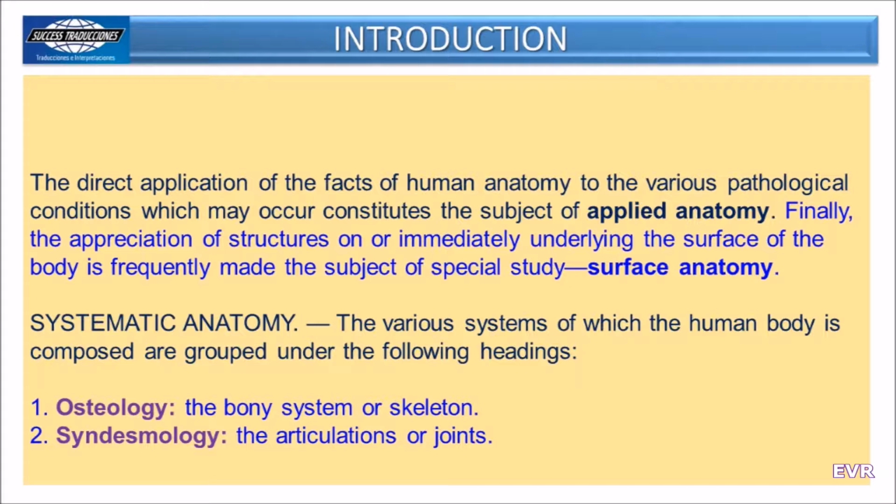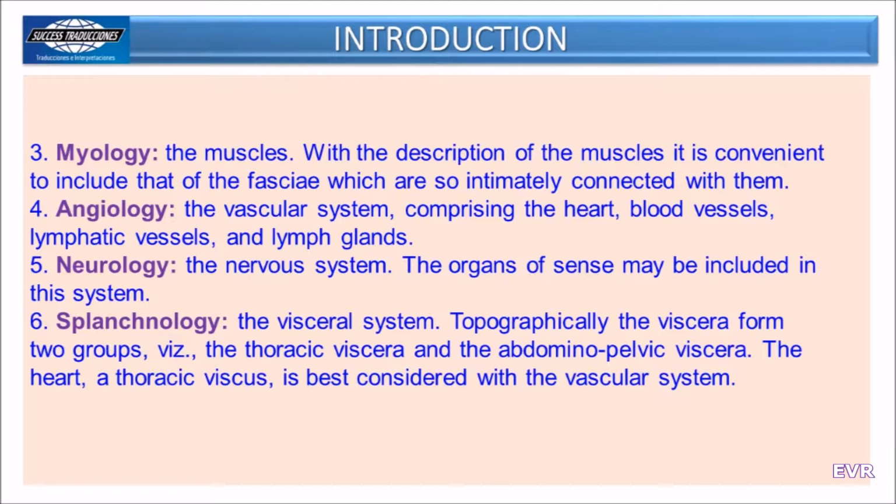Systematic anatomy. The various systems of which the human body is composed are grouped under the following headings. Osteology, the bony system or skeleton. Syndesmology, the articulations or joints. Myology, the muscles. With the description of the muscles, it is convenient to include that of the fascia, which are so intimately connected with them.